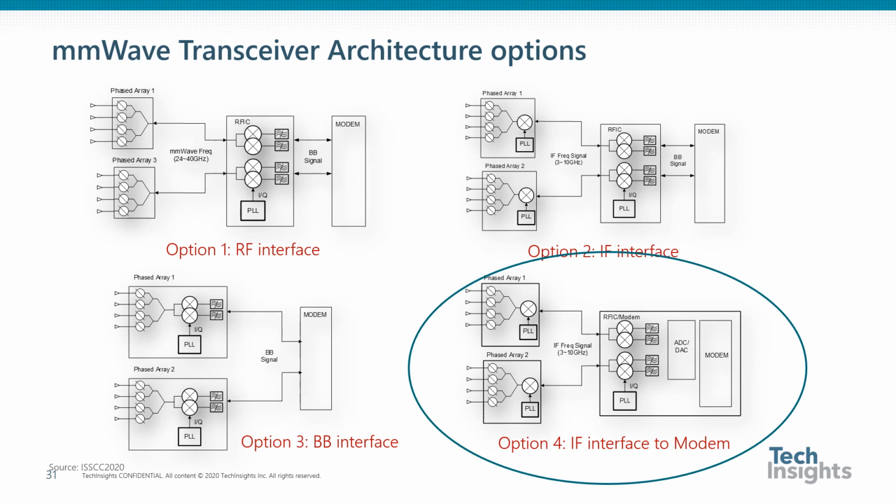As expected, this is essentially option 4, the IF interface to the modem that I mentioned at the beginning of the presentation, with the exception that the data converters were embedded within the modem die itself. All of this analysis was pieced together from the transceiver architecture analysis reports on the relevant individual dies available from TechInsights.